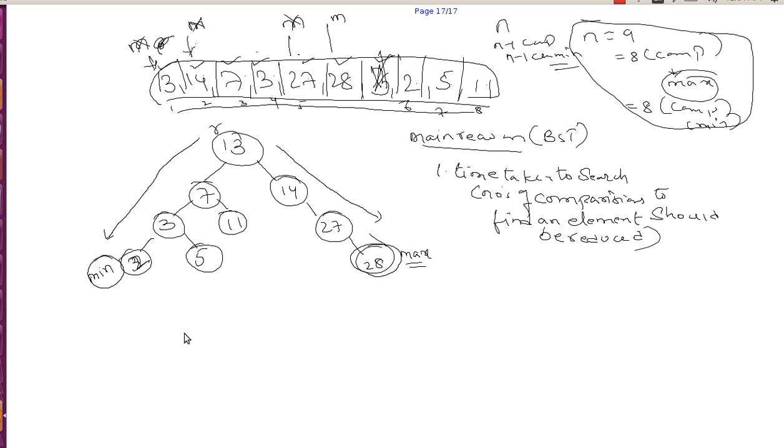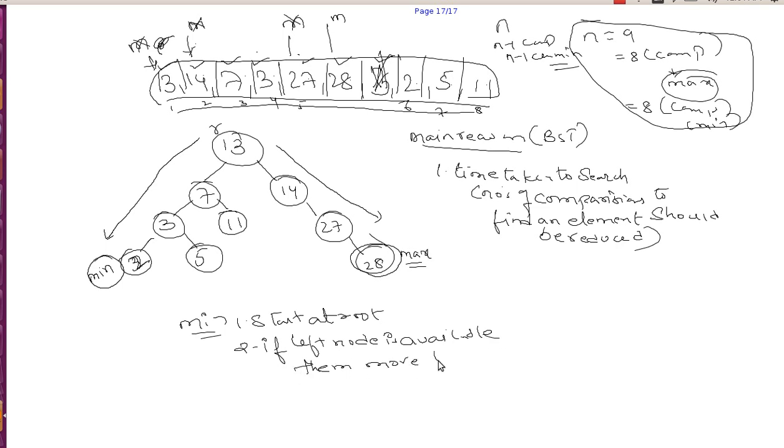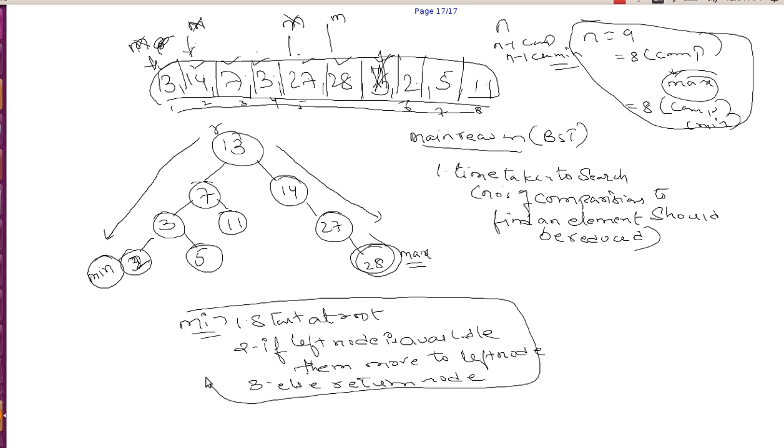So the logic for finding the minimum is, you start at the root, then you check if a left node is available. Then what you do is, move to the left node, otherwise, else, return the node. So this is the logic for finding the minimum element in the list.